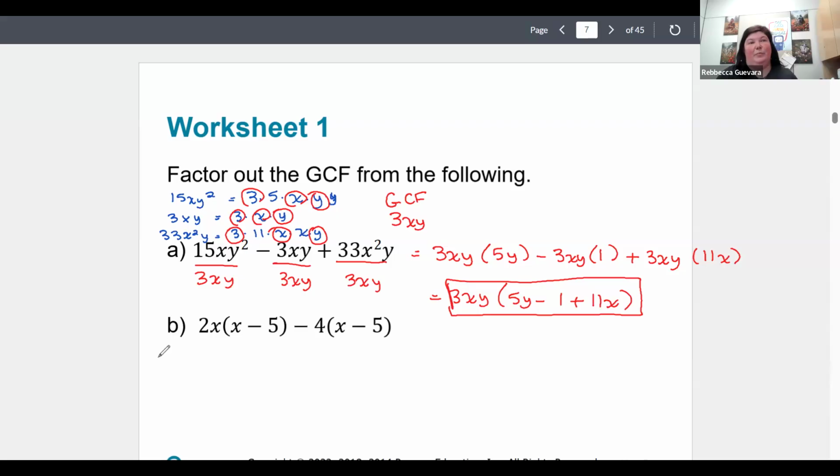Okay. Now for B, one of the things you can do is factor something more than once. So let's just do what we saw before: we have x minus 5. Well, I can factor out that x minus 5, and then what's going to be left over is 2x minus 4. This isn't completely factored.